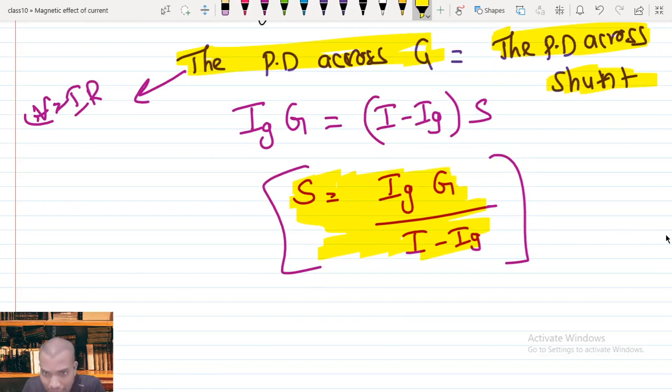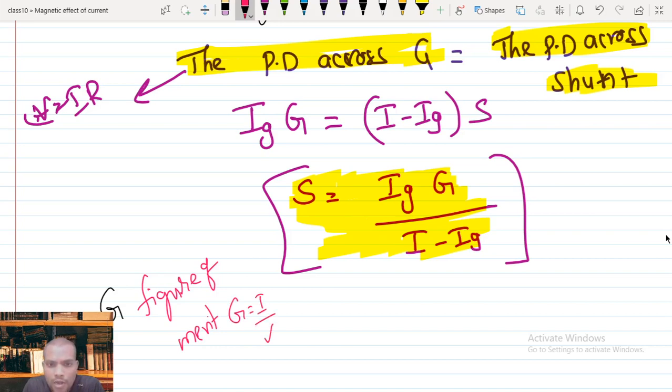For that we need to find G. What is the galvanometer resistance? Here, how do you find G? Here G is the galvanometer resistance, and the galvanometer resistance is also related to one more term, that is nothing but the figure of merit. What is the figure of merit formula? Figure of merit G equal to I upon alpha, which is also equal to K upon NBA.